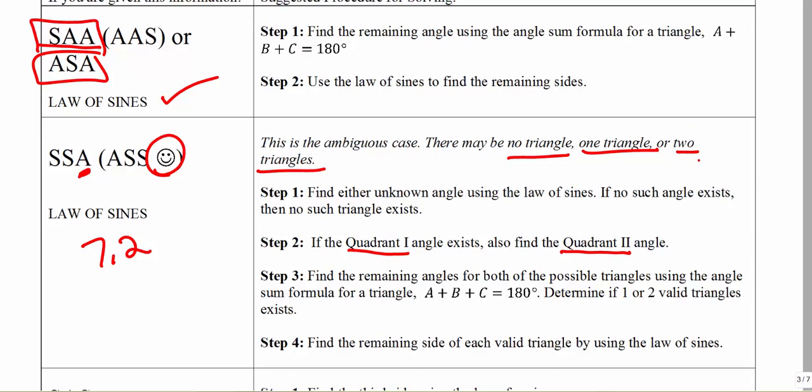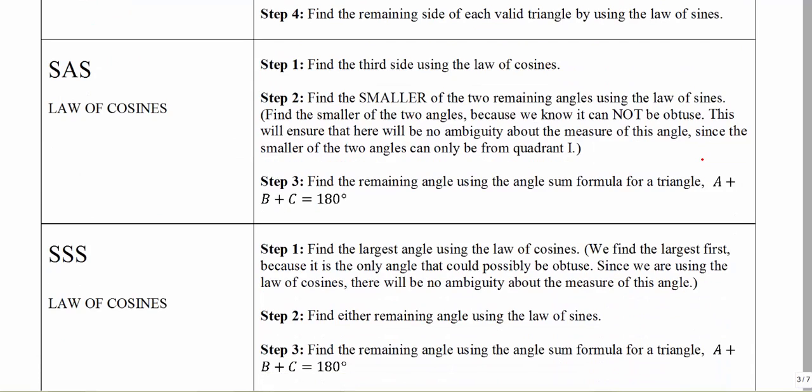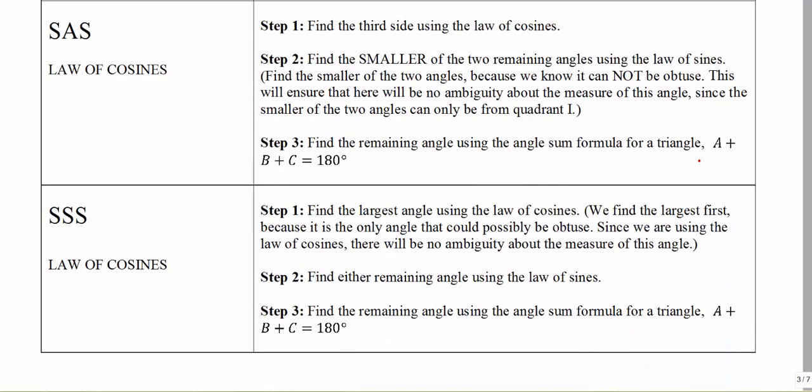So we just start by seeing if we can use the law of sines. If the law of sines is not going to work, then we use the law of cosines. And that will be true for side angle side. You won't have enough information to use the law of sines. And then for side, side, side, we also do not have enough information to solve using the law of sines. So both of these will require the use of the law of cosines at the beginning in order to solve.